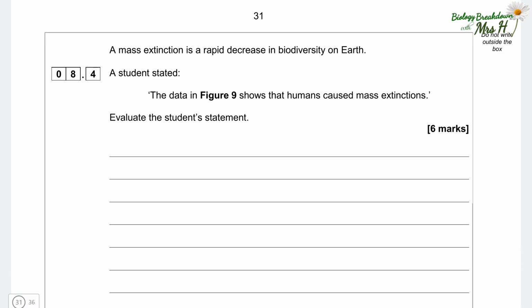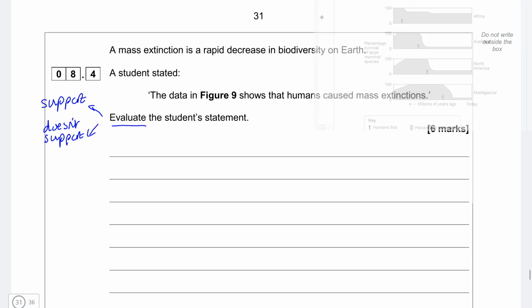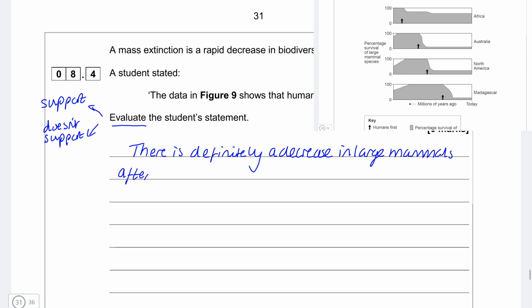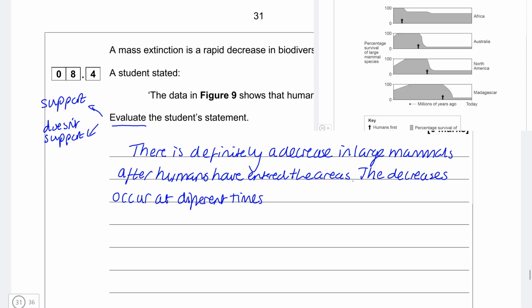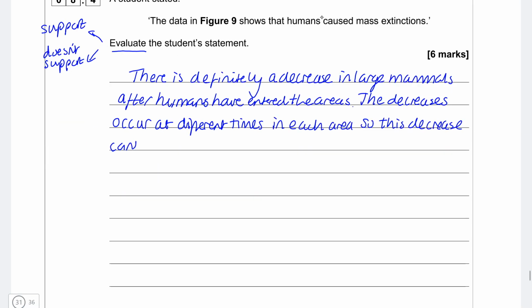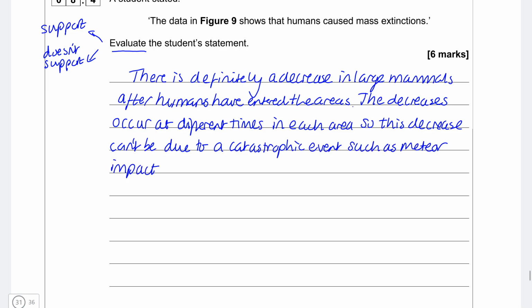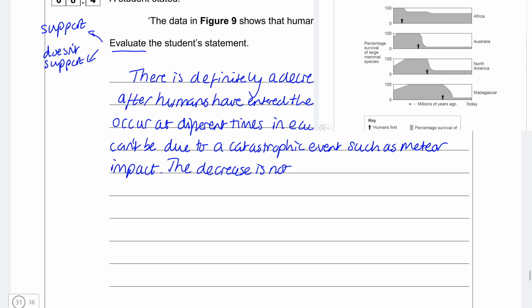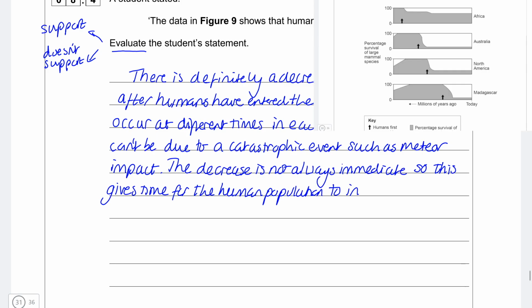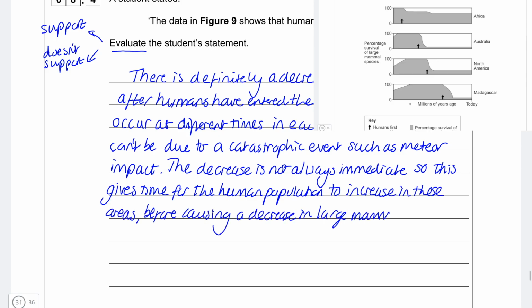Evaluate the student's statement. When we have to evaluate, we must say how their statement is supported and how it is not supported. So there's definitely a decrease in large mammals after humans have entered the areas. The decreases occur at different times in each area, so this decrease can't be due to a catastrophic event such as meteor impact. The decrease is not always immediate, so that gives time for the human population to increase in their size before causing that decrease in the mammal numbers.